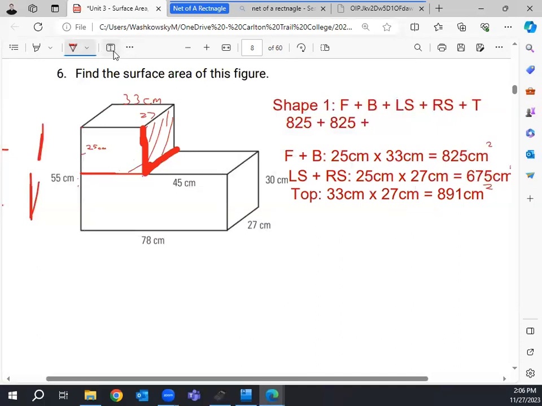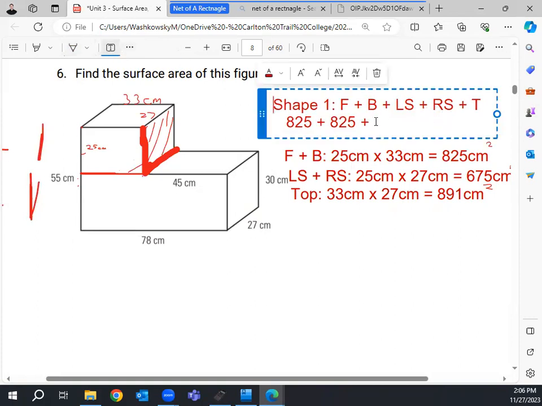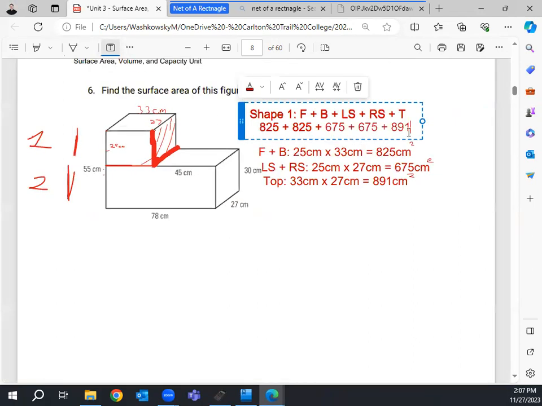Perfect. So I found that out, and I'm just going to substitute those numbers up here. So front and back, I'm done. Left side, right side was 675 and another 675. Again, if you doubled it, that's okay. You'd put like 1350 in there, I think. And the top I already established now is going to be 891. So all I need to do now is just add up all 5 of those numbers, and I should figure out the surface area of shape 1.